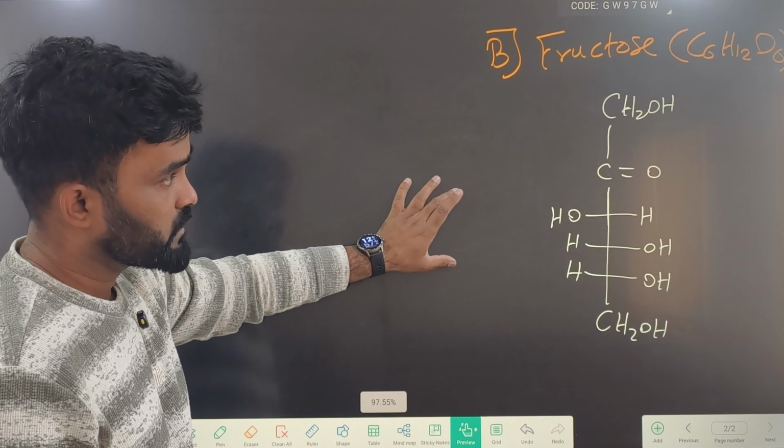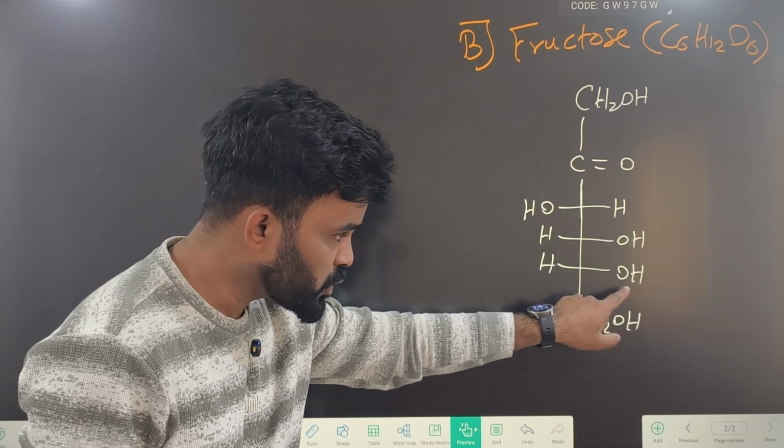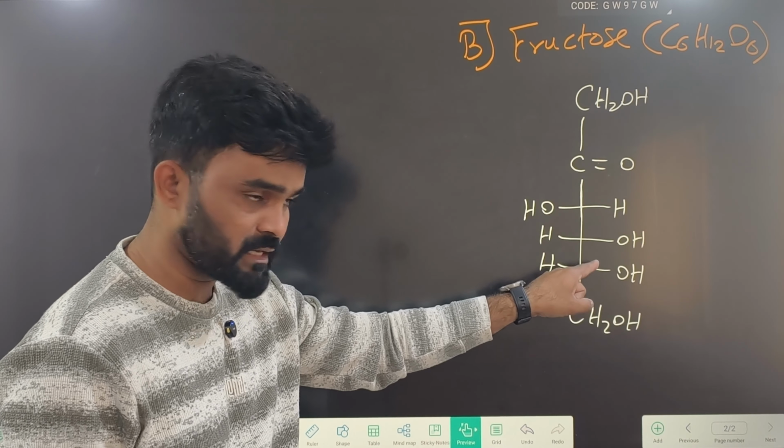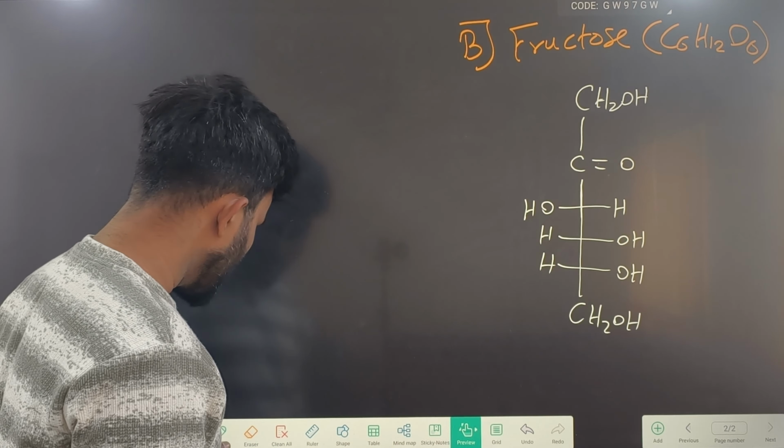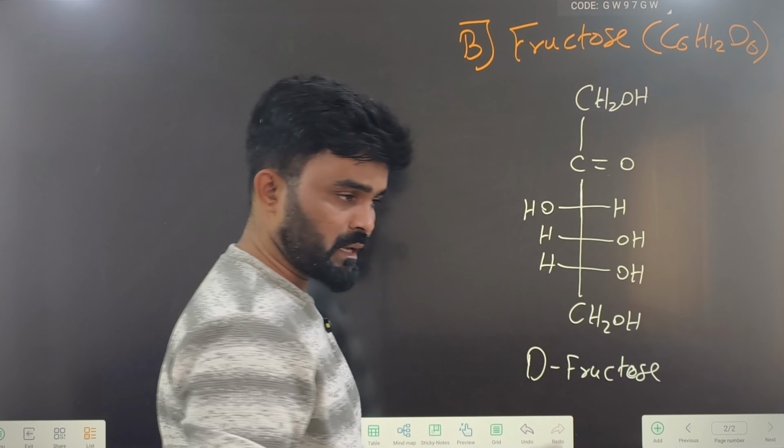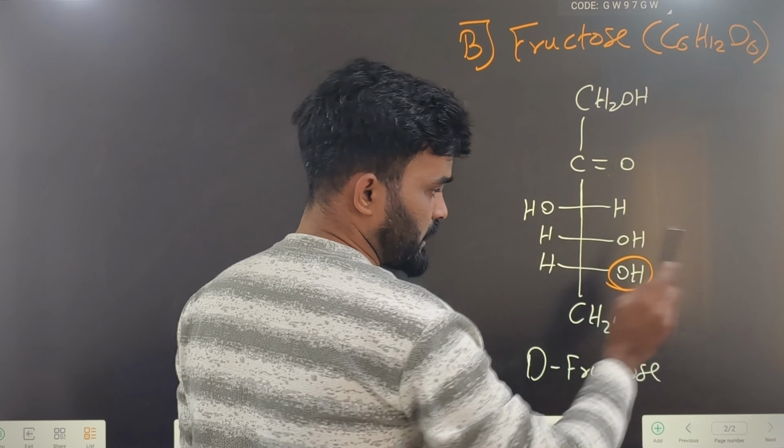Let's go again. In this carbon also, the OH group is on the right hand side, the OH of the second last carbon. If it is on the right hand side, we call it D. So it is D-Fructose. That will be useful to us later, because this OH is on the right hand side.